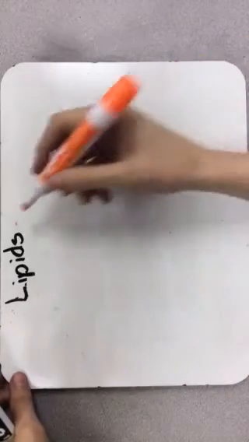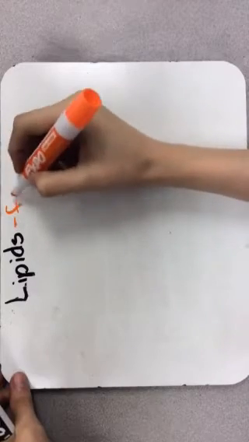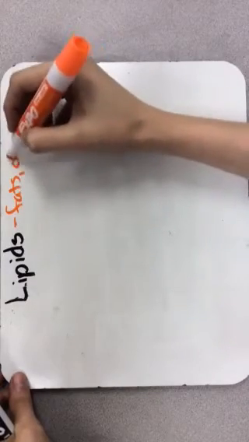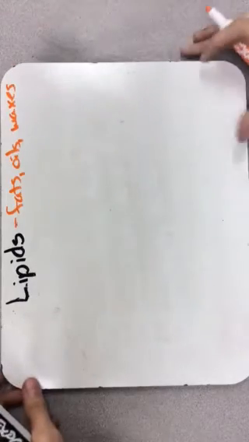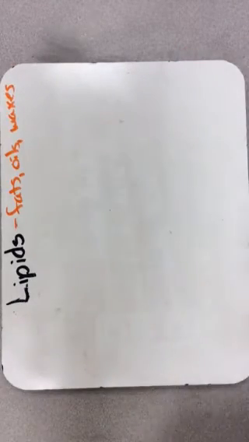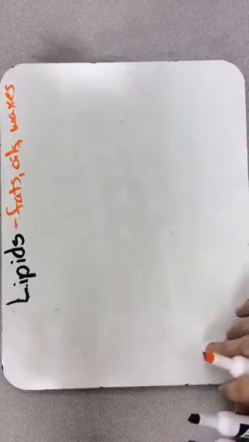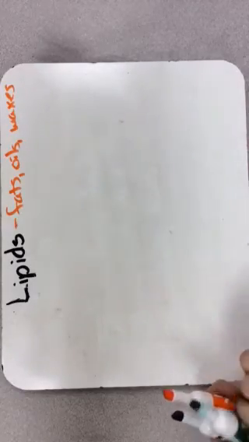All right, so now we're going to look at lipids. Lipids include things like fats, oils, waxes. There are some vitamins that are considered lipids because they have similar properties as lipids, but we're not really going to get into that.